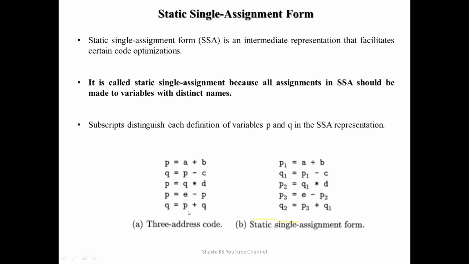And then this P plus Q has to be changed to the most recent value of P and Q. So the most recent value of P is P3 and the most recent value of Q is Q1. Okay, so we change it as P3 plus Q1, and here we have one more occurrence of Q. So already we have used Q1. So now this is represented by using a distinct name called Q2.